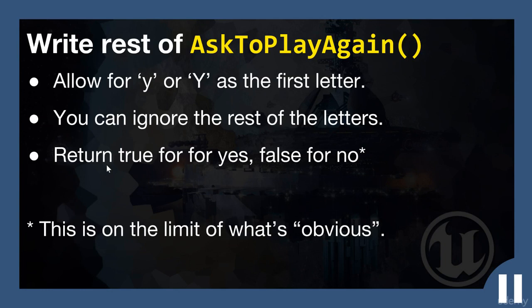Now, there's a little star here. True for yes and false for no is on the limit of what's obvious. So true for yes, false for no is fine, but true for red car, false for green car, no. Never do that. Okay, pause the video, and I'll see you in a second.